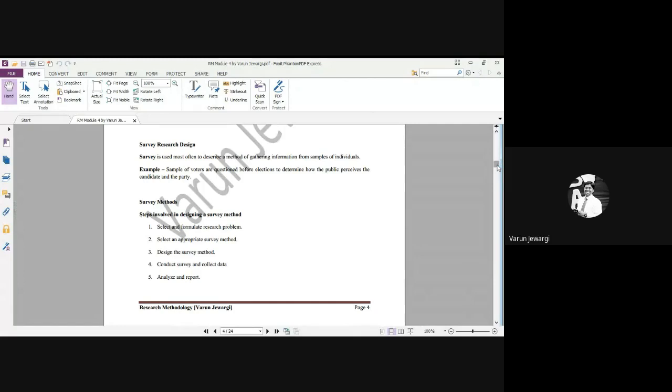Now, the survey method: steps involved in designing a survey method. What are the steps involved? Let's understand this. Before that, the concept, is it clear, students? What is a survey? Any ambiguity? Yes, sir. Okay, great.